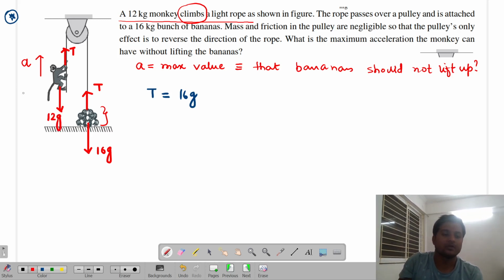Look into the second part of this thread. This is my second part. Okay. If I consider the second part of the thread, if the monkey would have been at rest, tension T would have been equal to 12 g, or not?